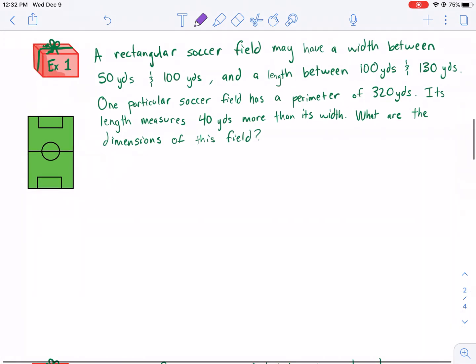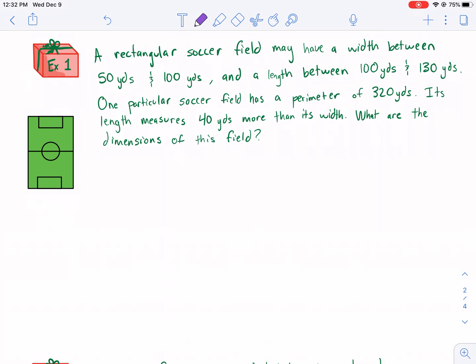A rectangular soccer field may have a width between 50 yards and 100 yards. So this is like different areas around the world. There's a little bit of wiggle room with how long the soccer field can be, and then a length between 100 and 130 yards. One particular soccer field has a perimeter of 320 yards. Its length measures 40 yards more than its width. What are the dimensions of this field?